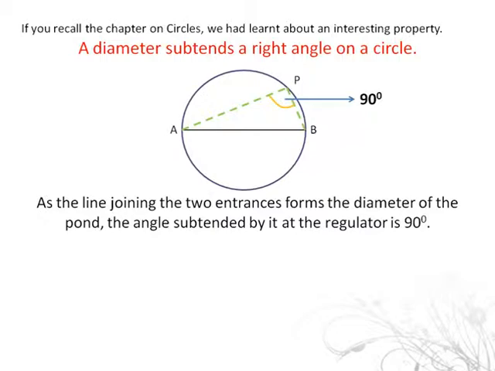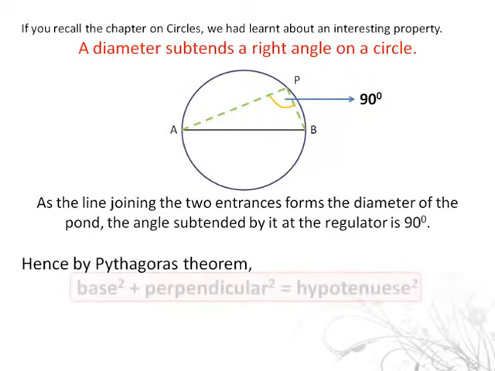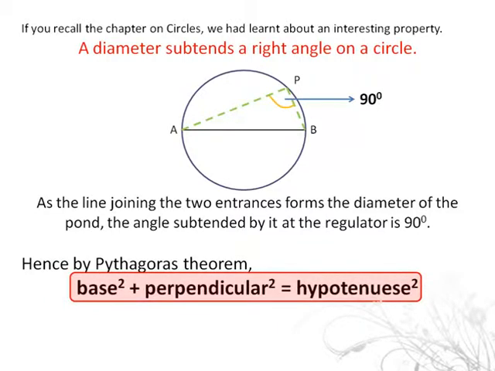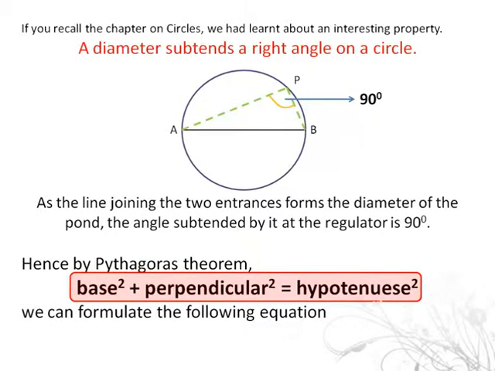As the line joining the two entrances forms the diameter of the pond, the angle subtended by it at the regulator should be 90 degrees. Hence, by Pythagoras theorem, the base square plus perpendicular square should be equal to hypotenuse square. We can formulate the following equation using the Pythagoras theorem. In this triangle, where A is the first entrance, B is the second entrance, and R is the regulator, I can say RA square plus RB square should be equal to AB square.